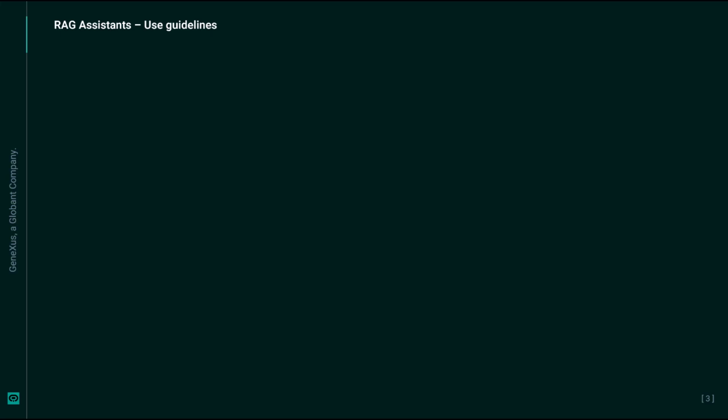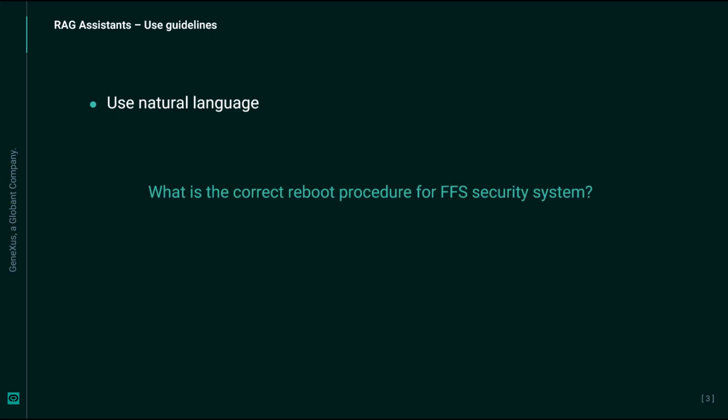The first consideration is to use natural language. This means writing questions naturally, just as if you were talking to a person. It doesn't matter if you make a spelling mistake or use synonyms. What's important is to convey your intention correctly. To give an example, a correct question might be, which is the correct restart procedure for the FFS security system? Meanwhile, an incorrect expression would be to simply write reset FFS.